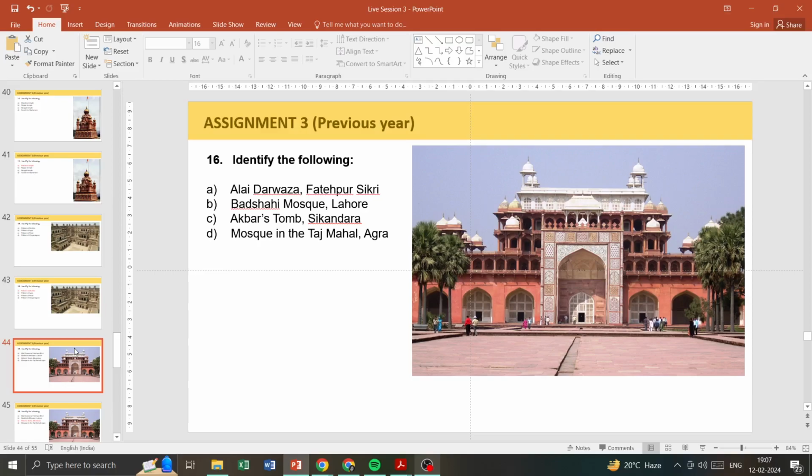Now, the next question is, identify the following, and the options are Alai Darwaza, Badshahi Mosque, Lahore, Akbar's tomb, Sikandara, Sikandara Mosque in the Taj Mahal, Agra. So the answer is Akbar's tomb, Sikandara.